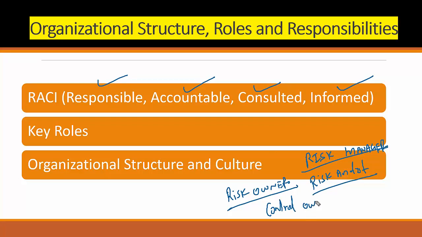Control owner. When you're talking about the control owner, they are the individual accountable for ensuring the controls are designed, implemented, and operated as planned to keep the risk within an acceptable level. And this may be the risk owner also. So organization structure and culture is also another important thing. Risk manager, risk analyst, risk owner, and control owner: you must have a very good understanding of these.